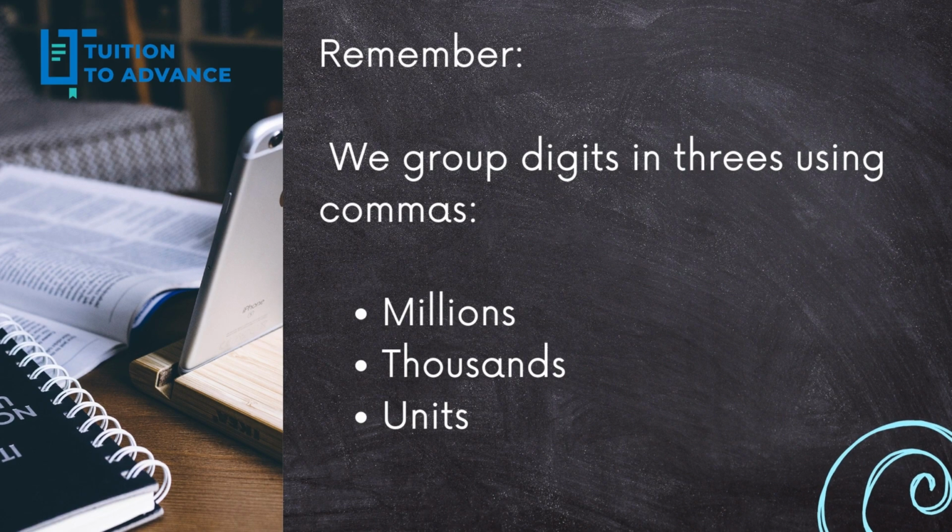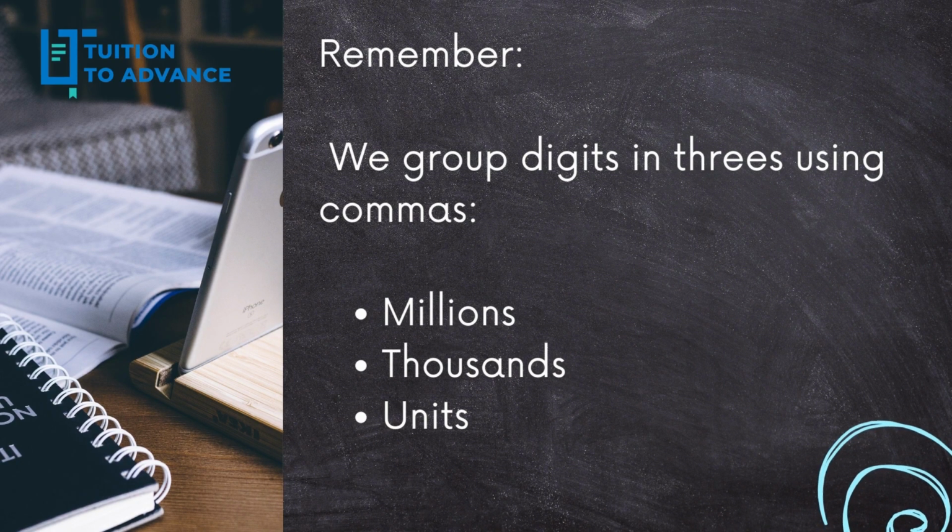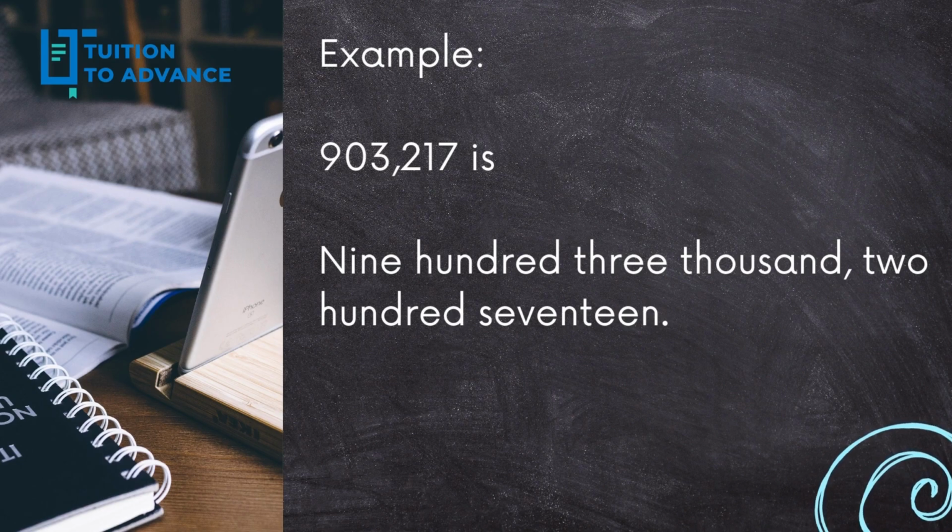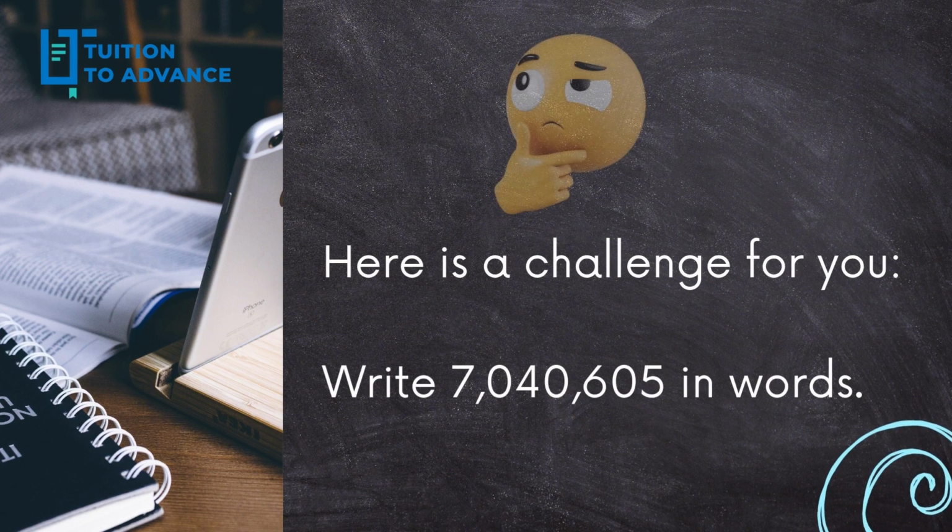4,582,019. Remember, we group digits in threes using commas. Millions, thousands, units. Example, 903,217 is 903,000, then comma, 217. Now here is a challenge for you.